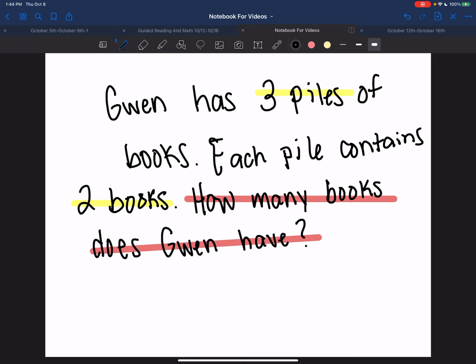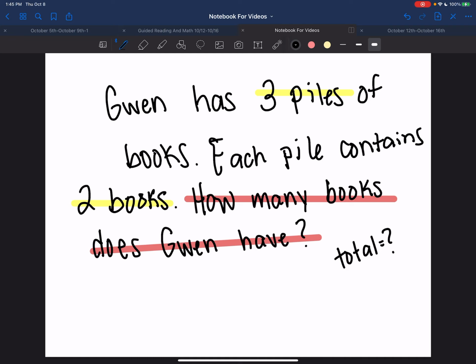So do we know how many books Gwen has total? Do we know the total? No, we don't. We don't know the total yet. It doesn't say Gwen has this many books. The question says how many books does Gwen have? So if we think back to last week, we know that in division we always start with the total. So if we don't have our total here, we're going to obviously be trying to find that total.